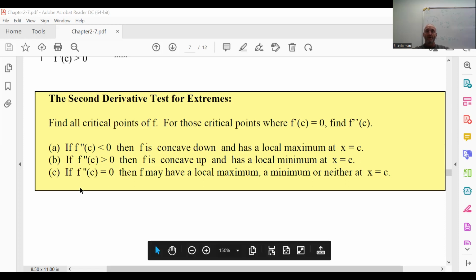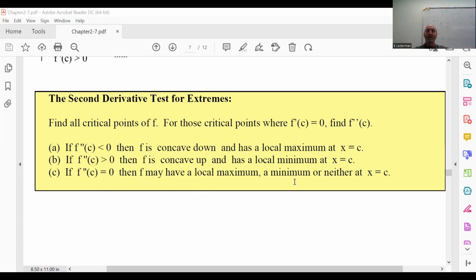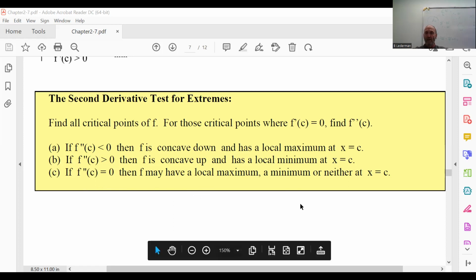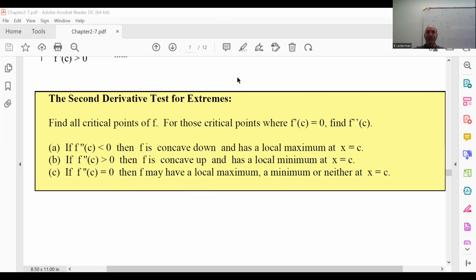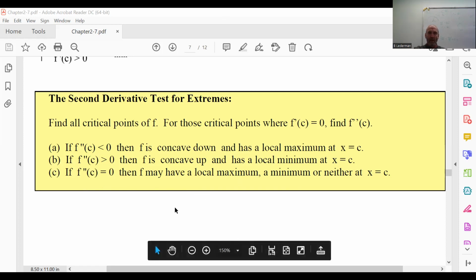Finally, if the second derivative is equal to 0, then it may be a max, it may be a min, it may be neither. The test is inconclusive. An example of inconclusive would be the function we just saw, y equals x to the 3rd power. Let me just show you. I don't want to just talk. I'm going to have to switch cameras again.